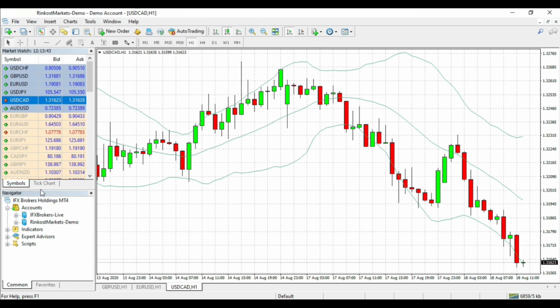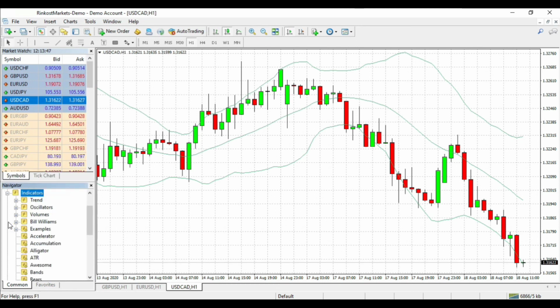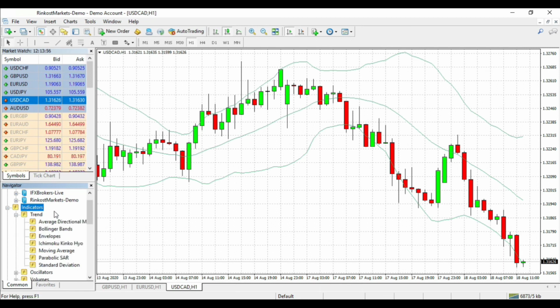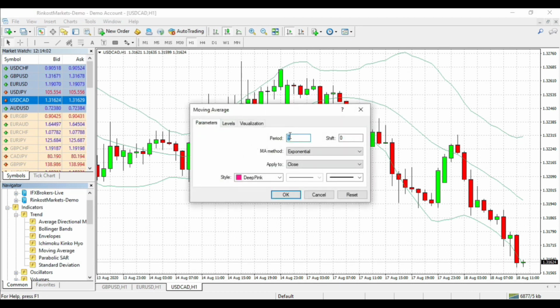Likewise, you can go to this Navigator tab window over here at the bottom, click on the indicators, and here's all of the different indicators that you can use on MetaTrader 4. So let's insert some moving averages. Just go to trend, moving averages, double click on moving averages, and you can select any period you like. Let's put in a 21 exponential moving average.